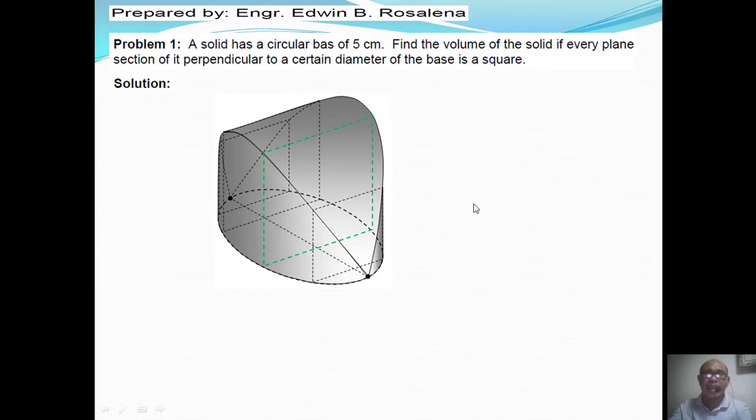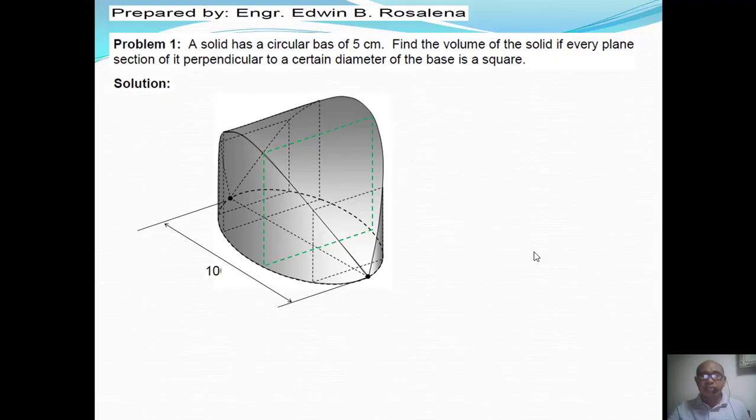I hope you can see it. So, this is what we call the base, which is a circle of radius 5 cm. So, the distance end to end is 10. Okay. So, can you picture the solid? So, this is it. Okay. So, have you noticed that we can solve the volume of that solid by using the Prismoidal formula?